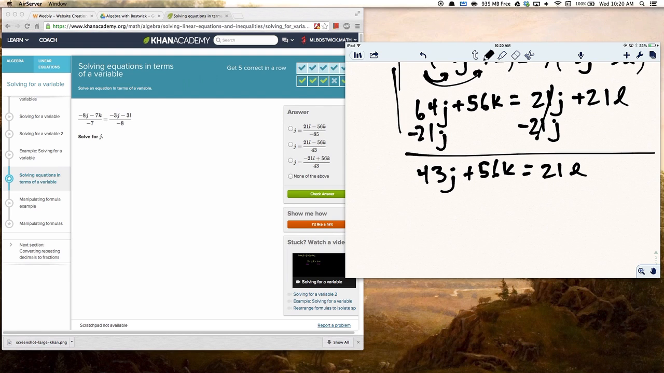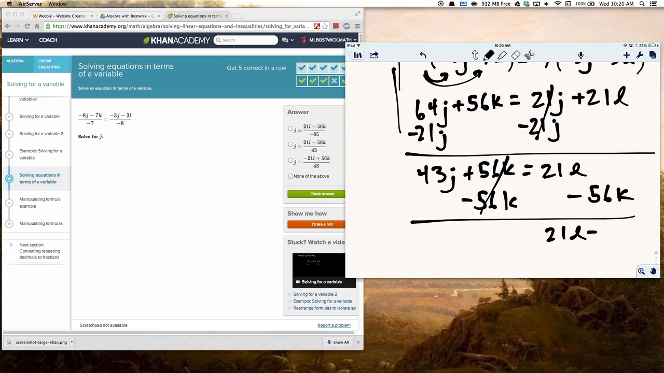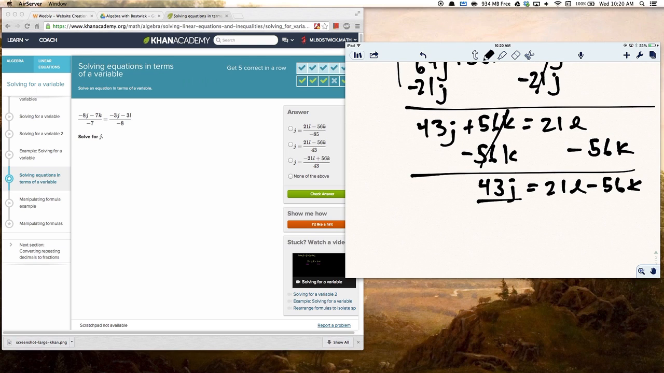Now I'm just solving for j, which means I need to get rid of this term that's added to it. So I'll subtract 56k. That undoes this addition here. Because these two are not like terms, I'll leave them separate. It's 21L minus 56k equals 43j. One step to go. I'm going to divide by 43. And so I get j is equal to 21L minus 56k over 43.